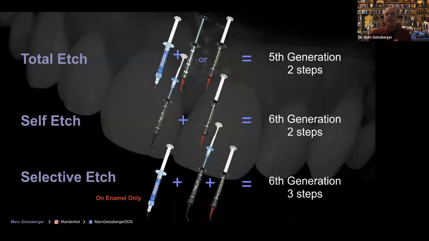But what's unique about it is it allows me to do a total etch technique using Ultra Etch and Peak Universal Bond. I can do self-etch by just using Peak SE, the self-etching component, and then using Peak Universal Bond. Or I can take both of those, the Ultra Etch and the Peak SE, and do what's called selective etching using a sixth generation adhesive. So these sixth generation adhesives give us this versatility in bonding. And I'll talk to you about how I might consider when to use which of these techniques with very good results.